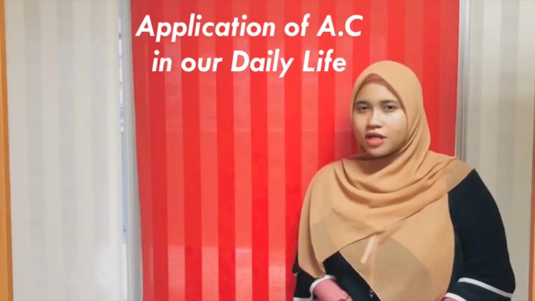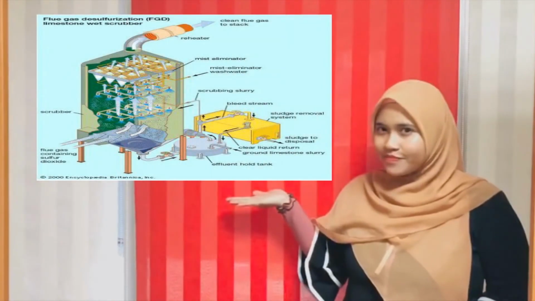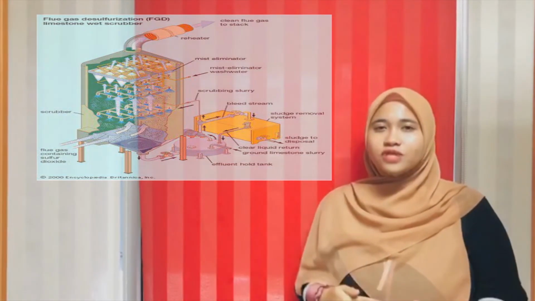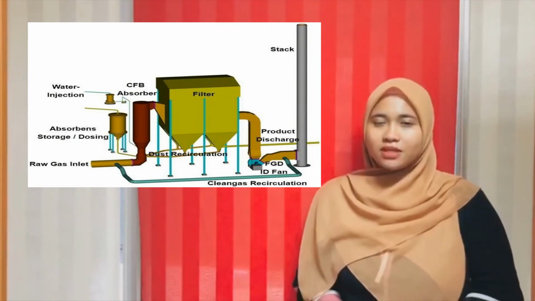Next, the applications of absorption columns in our daily life. We take flue gas desulfurization as our example. Flue gas desulfurization is separated into wet scrubber and dry scrubber. First, for the wet scrubber, the flue gas will be in contact with the absorbent, which can be a liquid or a solid material.